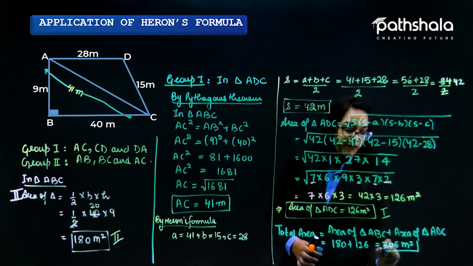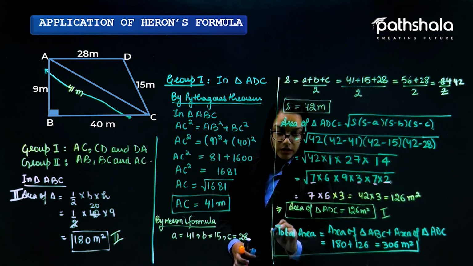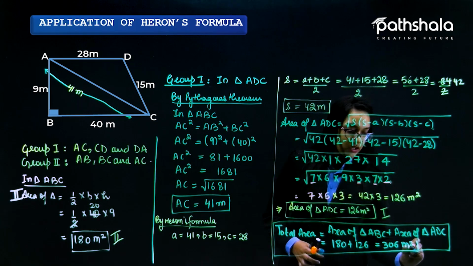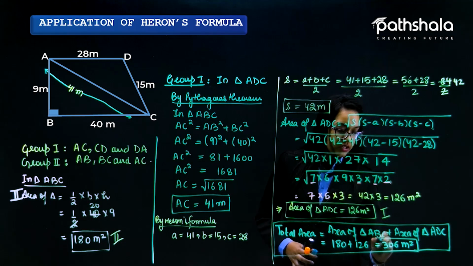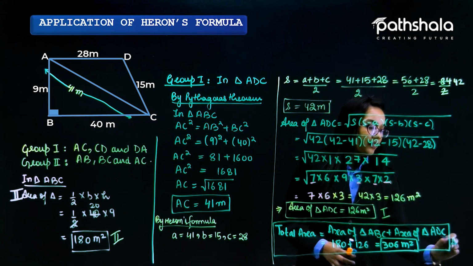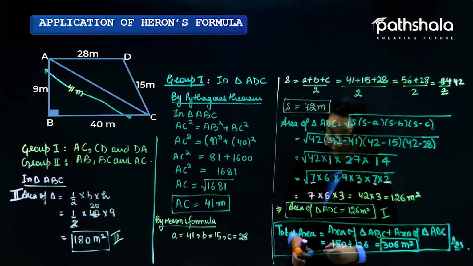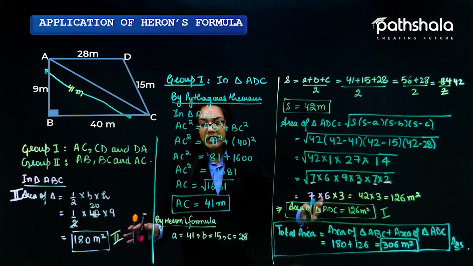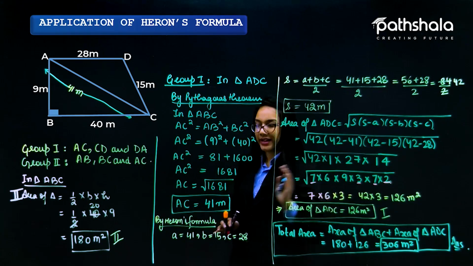So the answer for the total area cleaned by the two groups is nothing but 306 meters square. This is 306 meters square, and this is nothing but our answer. Furthermore, we can calculate the difference between the two areas by taking the difference of 180 and 126.